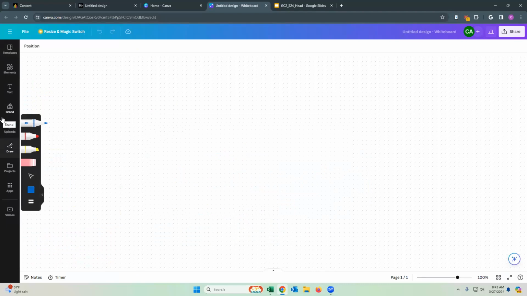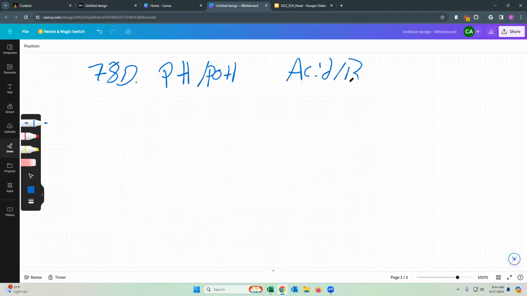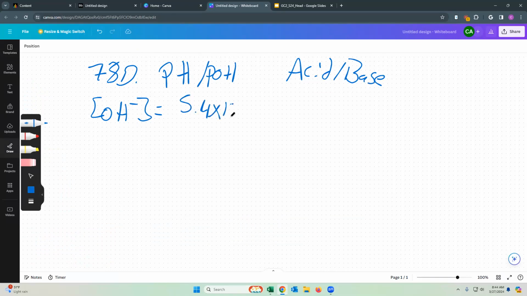And we are going to look at 78D. So 78D says, along with 78, calculate pH, pOH, and determine if this is acid or base. Here, we are given OH minus concentration, which is 5.4 times 10 to the minus 5 molar.